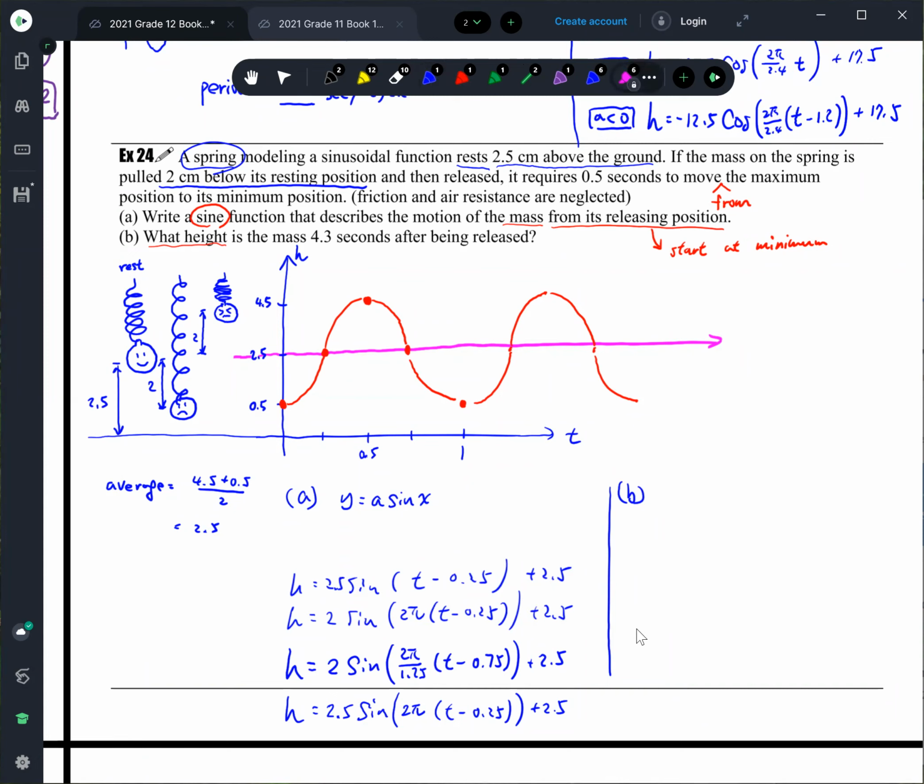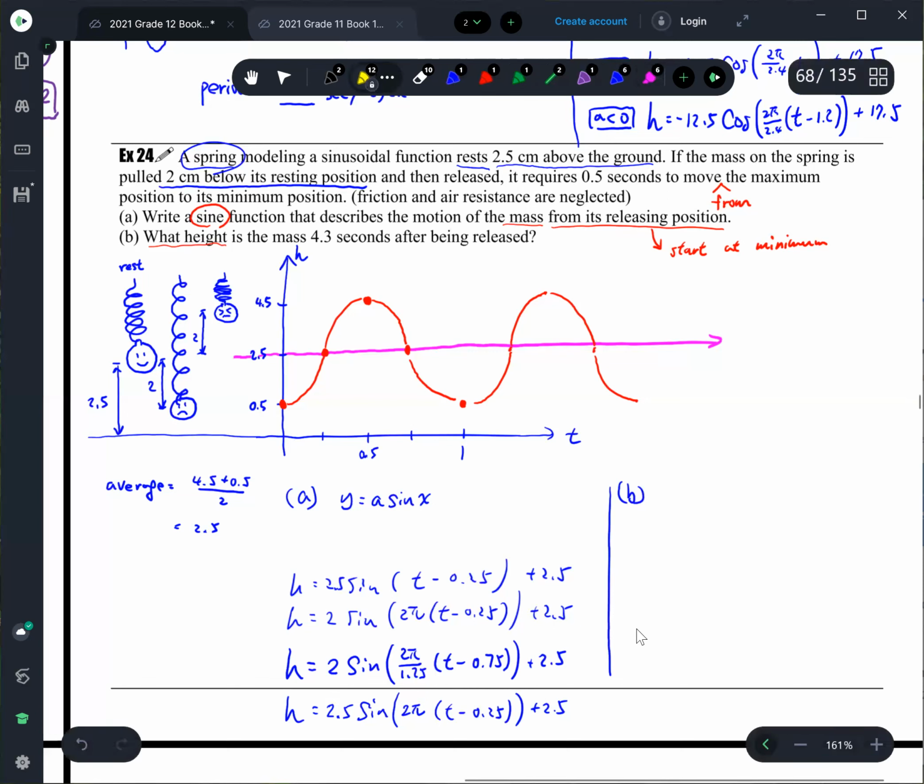We want a sine function. Sine will start by going up, down, down, up. Okay? Sine, if there's no reflection, it should go up, down, down, up. That's a sine without reflection. So our starting y-axis should be here then.